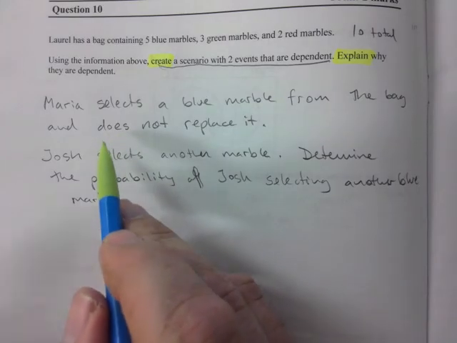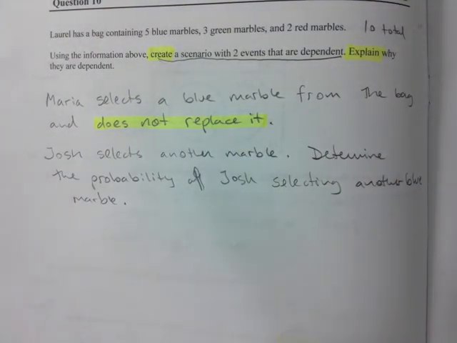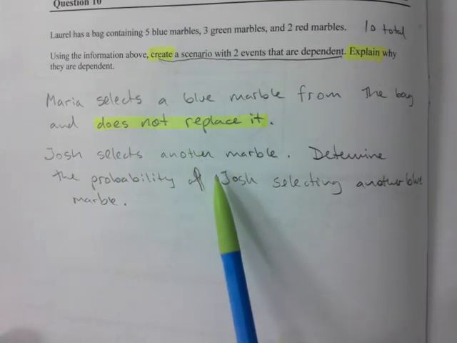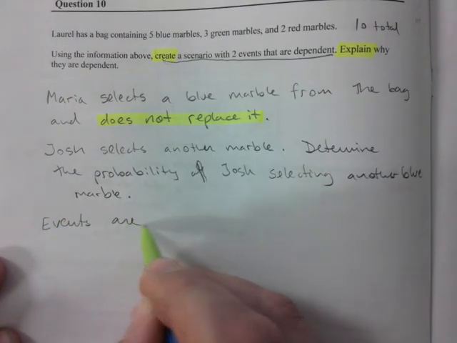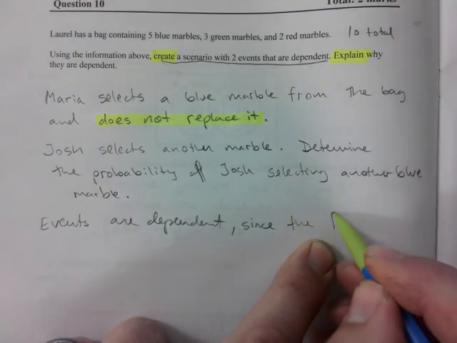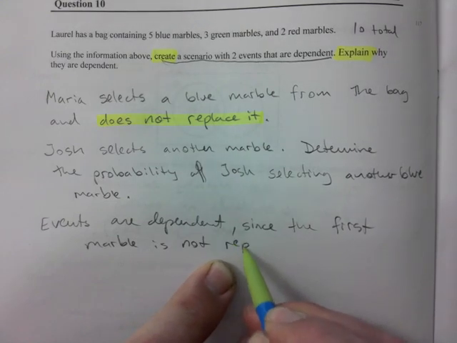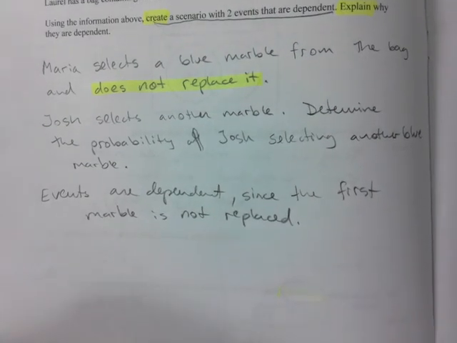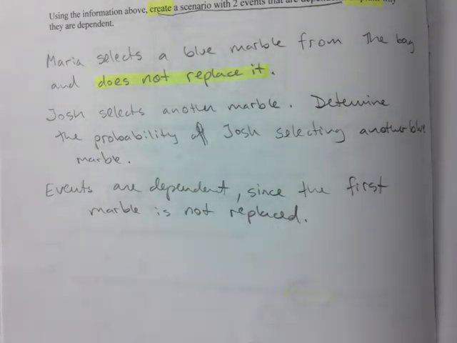So this is the first event, and I'm going to highlight that does not replace it, or underline it on the day of the exam, right? That is the key there. So now we've created a scenario where there are 2 events, and we can tell they're dependent because things are not being replaced. Events are dependent since the first marble is not replaced. And you could keep going, and you could say, if it's not replaced, then the first event affects the second event, but this is good enough. This is where we can tell you understand what's happening here and what makes 2 events dependent, okay?